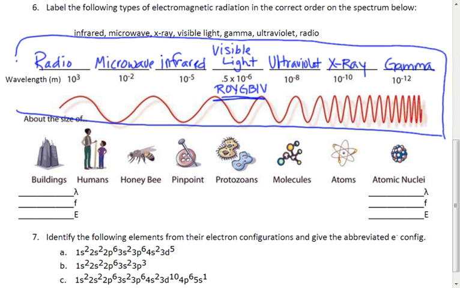So on the left-hand side here, we're going to have long wavelength, we're going to have low frequency, and we're going to have low energy. On the right-hand side, we're going to have short wavelength, high frequency, and high energy. So just remember, on the left-hand side, you have all the L's. Long, low, low on the left.